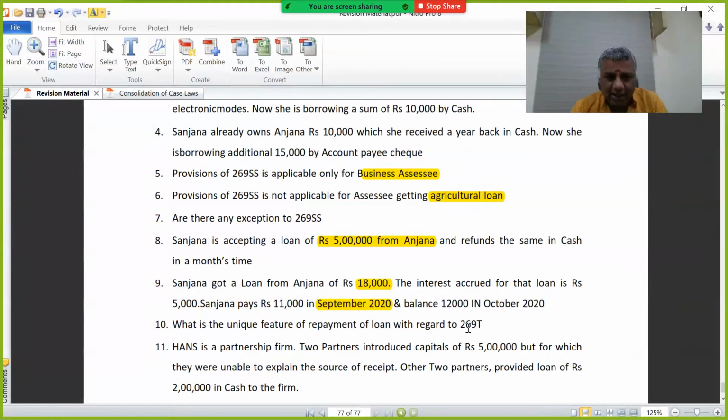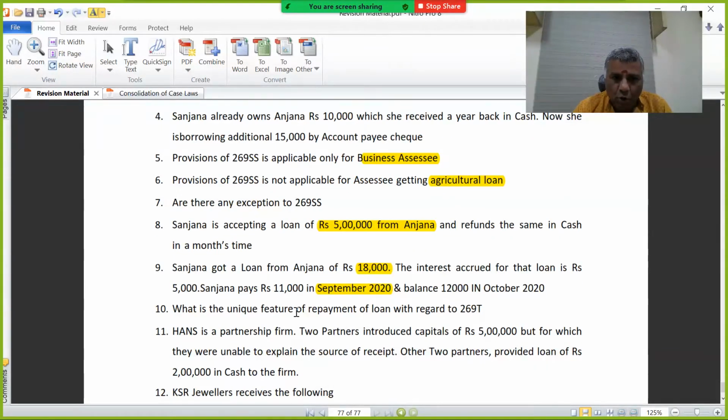What are all the unique features of repayment of loan? I have written the theory. Just take that, the balance outstanding and other things. That is what you have to see.